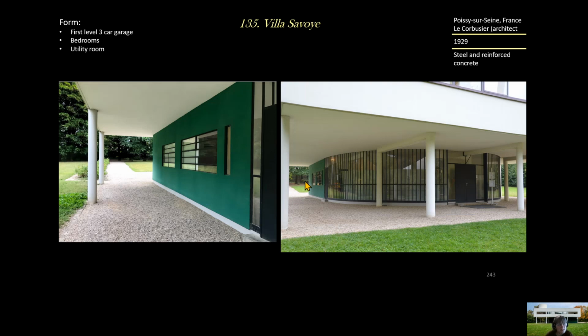The bottom level is where the architect is trying to place all the functions of the house that were required, at least for this style of living for this wealthy family. This was a weekend home for I think he was like a stockbroker or insurance salesman. And so you can see this bottom level is painted green, so it blends in with the ground at this level. And then it's got bedrooms and utility rooms.